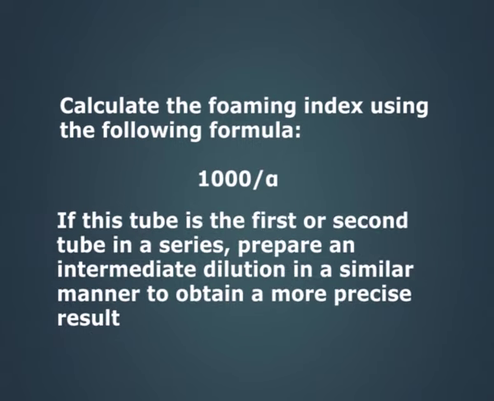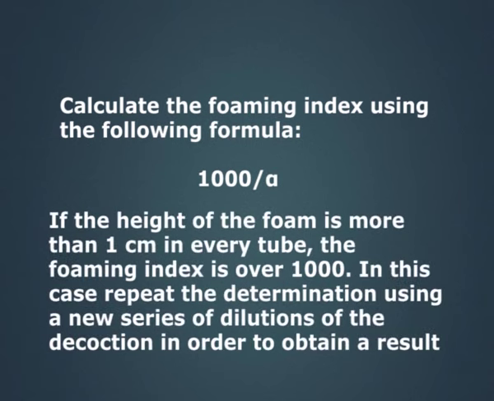If this tube is the first or second tube in a series, prepare an intermediate dilution in a similar manner to obtain a more precise result. If the height of the foam is more than 1 centimeter in every tube, the foaming index is over 1000. In this case, repeat the determination using a new series of dilutions of decoction in order to obtain a result.